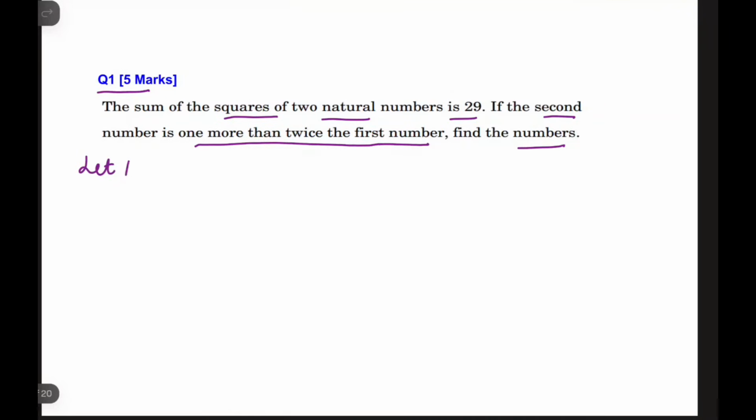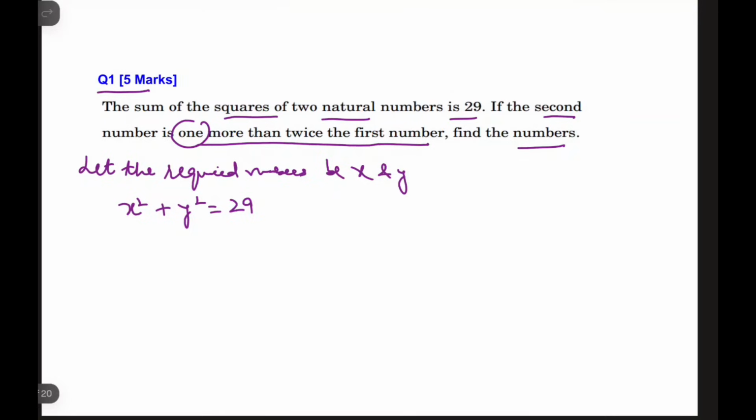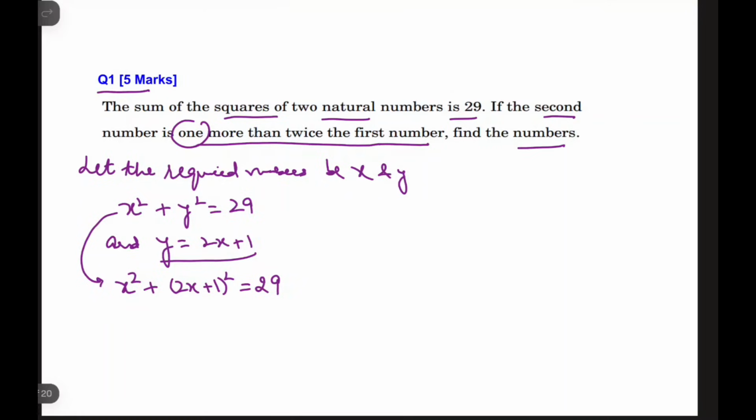So let us assume the required numbers be x and y. Now the sum of squares of the natural numbers, x square plus y square, is given to be 29, and if the second number is 1 more than twice the first number, that means y is equal to 2x plus 1. So we will be substituting the value of y. From here, x square plus (2x plus 1) whole square is equal to 29. Now we will be solving it.